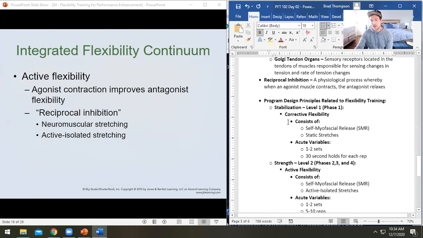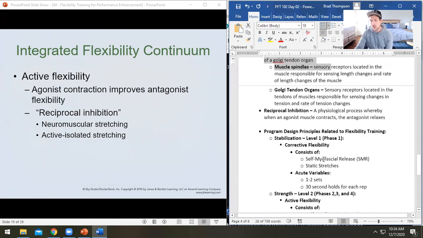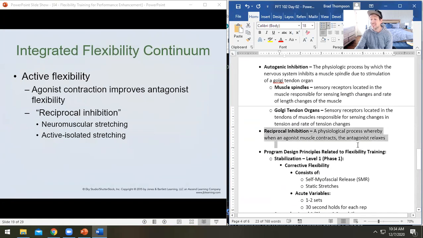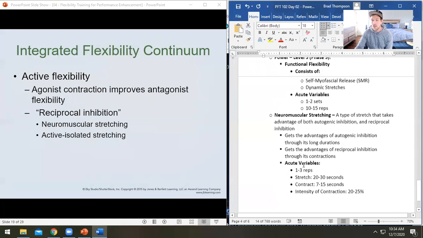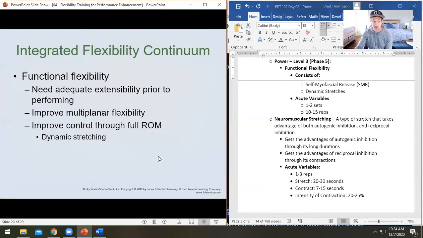So corrective flexibility takes advantage of autogenic inhibition. Active flexibility takes advantage of reciprocal inhibition. And then the power phase really is not about improving your range of motion. It's really not its goal.